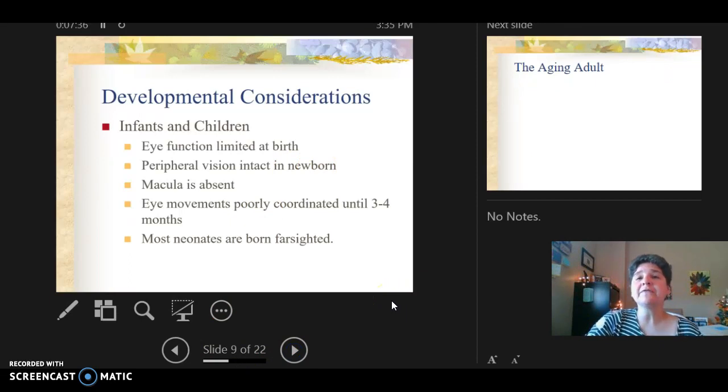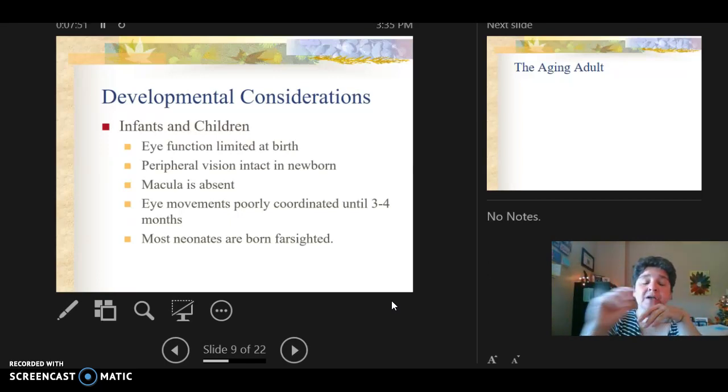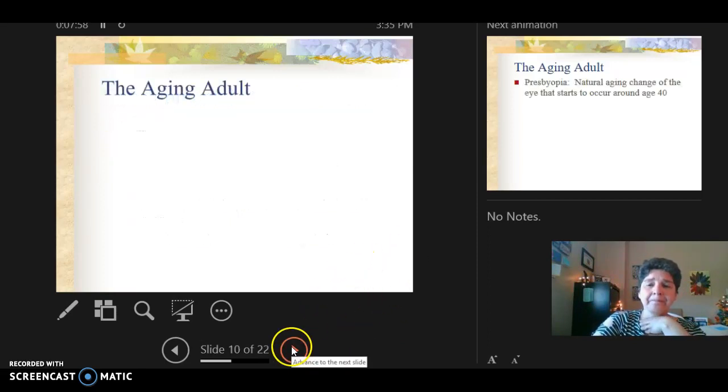So the difference between farsighted and nearsighted: farsighted means you can see farther away better than you can see things close up. Nearsighted, you can see things clearer the closer they are and have more difficulty when they're far away. So most newborns are farsighted, and then they outgrow that.